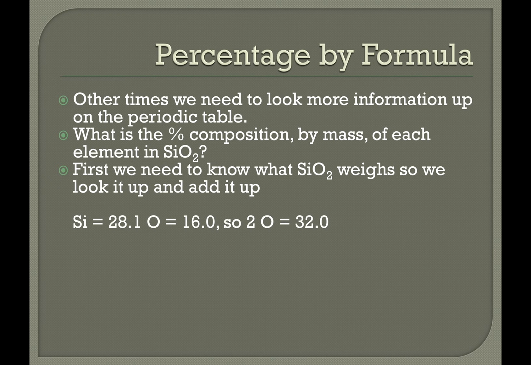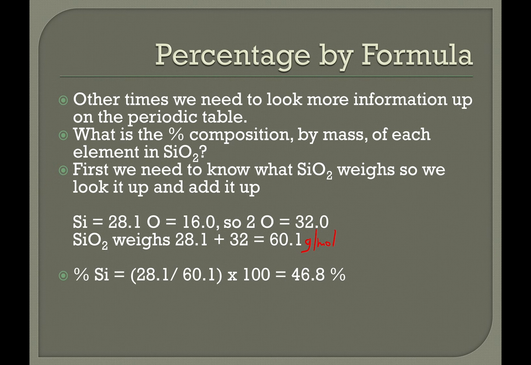So silicon weighs 28.1 grams per mole, oxygen 16.0 grams per mole, and if we have two of those, that's a total of 32 grams per mole. We add these together and we get a total formula mass of 60.1 grams per mole.